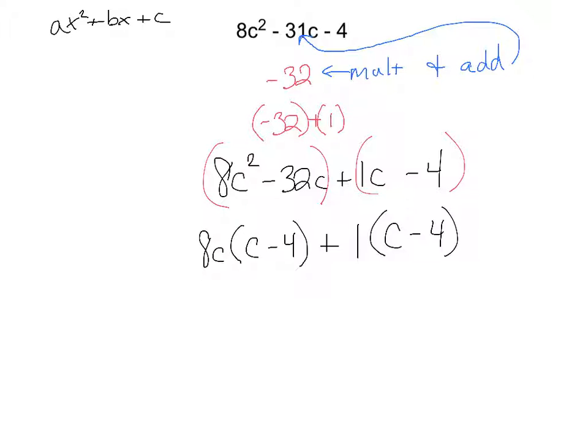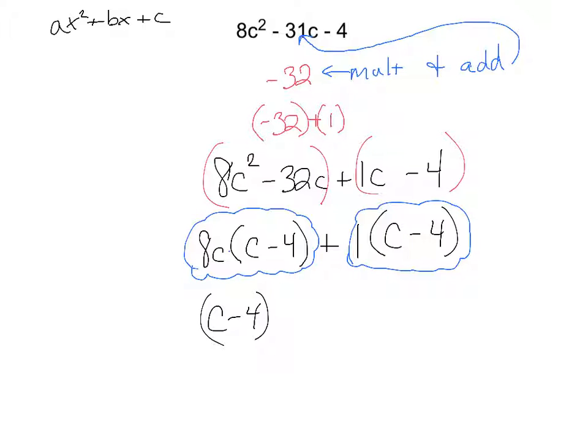What's really going on here is you have this big term here, because you've got your 8c times your c minus 4, that big old term, and this big old term that you are adding together. And you look and say, well, look, they both have a c minus 4. Let's factor the c minus 4 out of each term. When you factor c minus 4 out of this, we have 8c left, plus, when you factor the c minus 4 out of this big old term, you have a 1. And those are your factors.